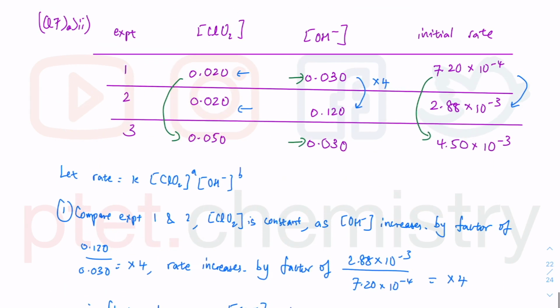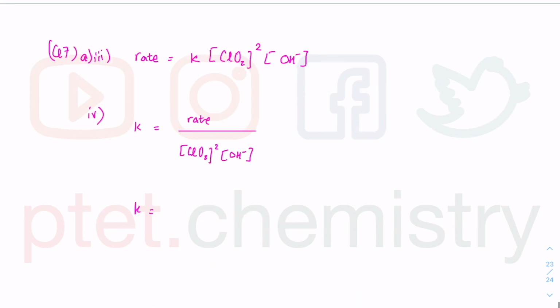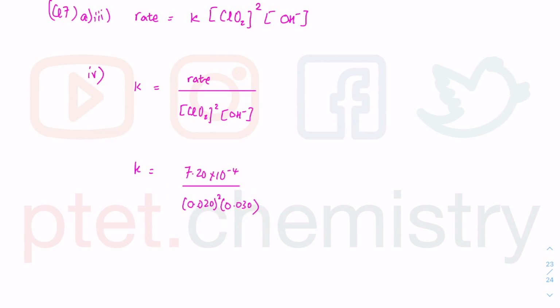So our rate constant for experiment 1 is 7.20 times 10 to the minus 4 divided by the concentration of ClO2, and you have to square it because that was the order with respect to ClO2, and then I take the concentration of OH minus, 0.030. So I'm going to cut that, and we can do the calculation down there. Okay, so 7.20 times 10 to the minus 4 divided by 0.020 squared divided by 0.030. I get 60, but don't forget your rate constant has a unit.